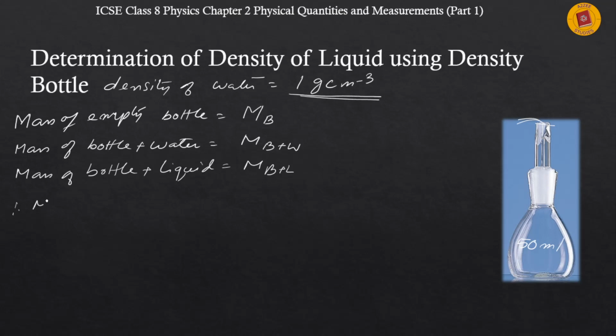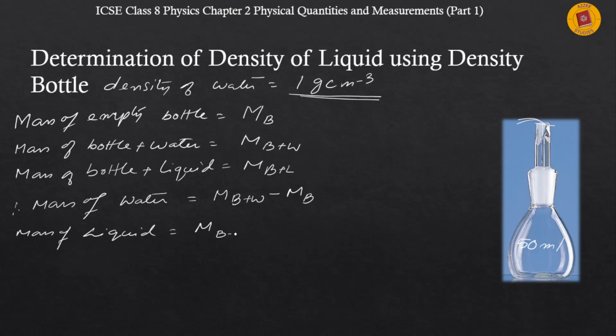Therefore the mass of water is equal to how much? It's mb+w minus mb, mass of bottle plus water minus mass of empty bottle, and the mass of liquid is equal to mb+l minus mb, mass of bottle plus liquid minus mass of empty bottle.